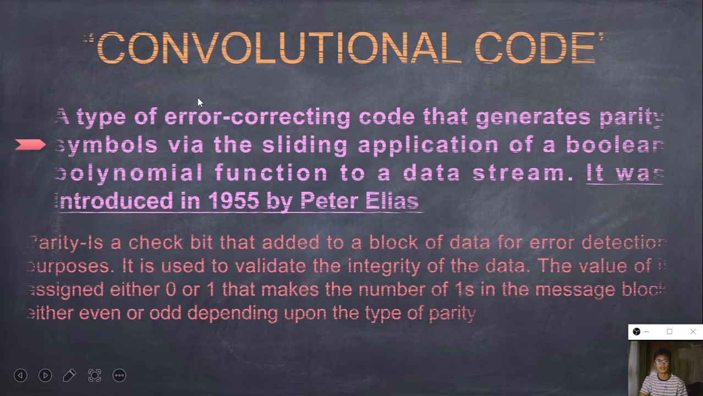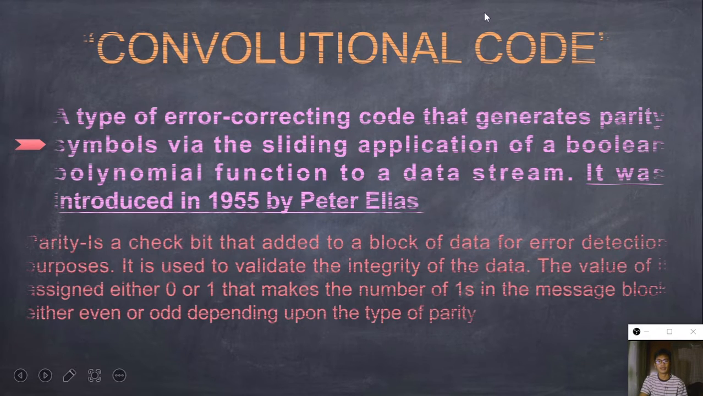In this presentation, we will talk about convolutional code. What is convolutional code? Convolutional code is a type of error correcting code that generates parity symbols via the sliding application of a Boolean polynomial function to a data stream. Convolutional code was introduced in 1955 by Peter Elias.